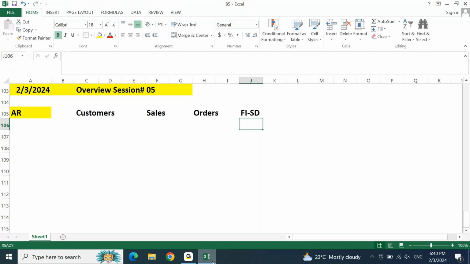Without understanding what FI-SD integration is, you cannot say you know AR, because AR is completely incomplete without FI-SD integration. So you have to understand the procedure of FI-SD integration, how this is connected to FI, how accounting is happening, how you are able to figure out what happened with the sale, and whether we are getting profits and losses from the sale.